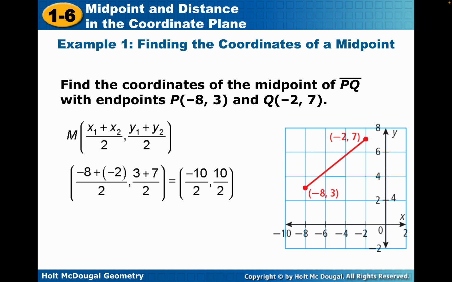You're going to go ahead and divide them. Even if it gives you a fraction, you're going to put your answers as decimals. So in this case, we're going to put our answers as decimals. Negative 10 divided by 2 is going to be negative 5. 10 divided by 2 is going to be 5, and therefore our midpoint is negative 5, 5.